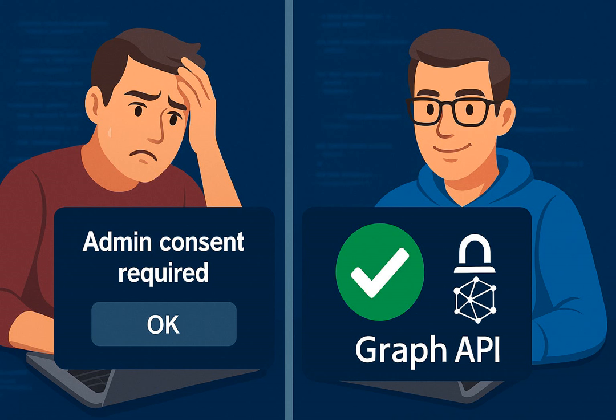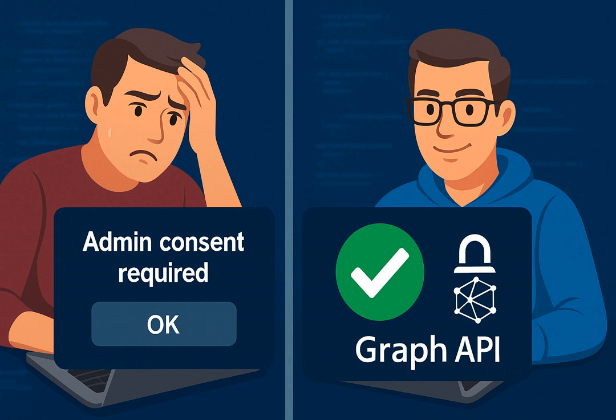Ever clicked consent in Azure and thought, wait, what exactly am I allowing? If you've struggled to figure out why your app demands admin approval or why some permissions just seem to work and others don't, you're in the right spot. Today, we're cracking open what's really happening when Microsoft Graph asks for permissions and why the right consent model matters more than you think.